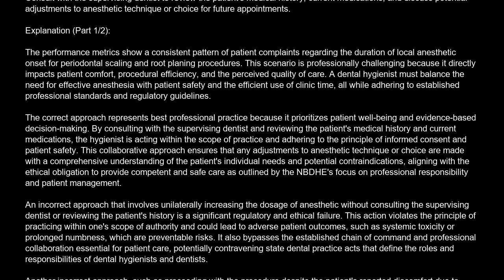An incorrect approach that involves unilaterally increasing the dosage of anesthetic without consulting the supervising dentist or reviewing the patient's history is a significant regulatory and ethical failure. This action violates the principle of practicing within one's scope of authority and could lead to adverse patient outcomes, such as systemic toxicity or prolonged numbness, which are preventable risks. It also bypasses the established chain of command and professional collaboration essential for patient care, potentially contravening state dental practice acts that define the roles and responsibilities of dental hygienists and dentists.